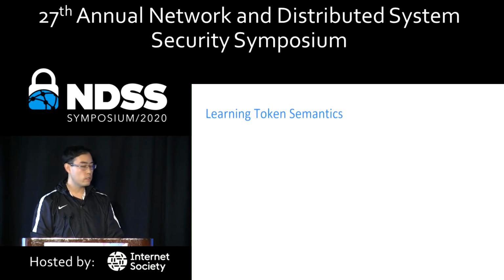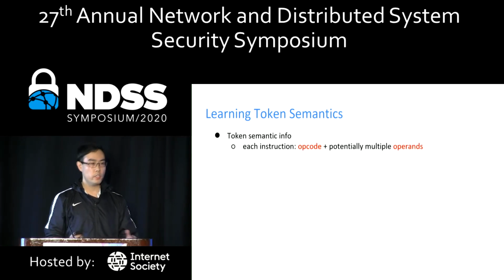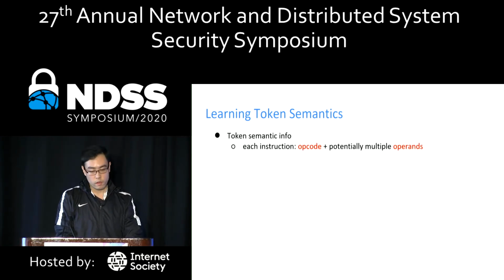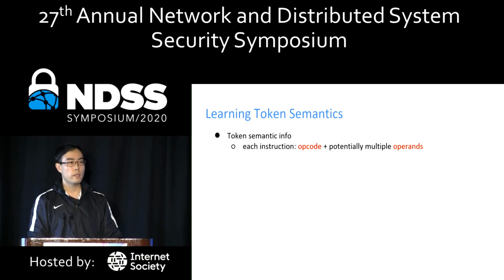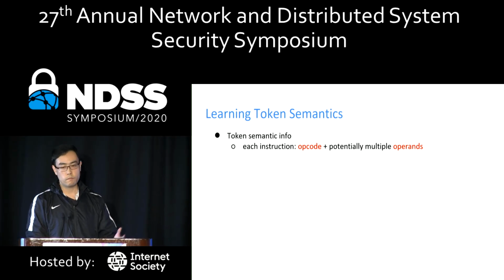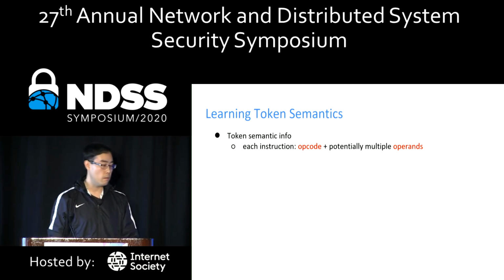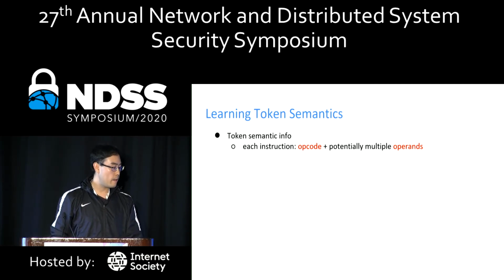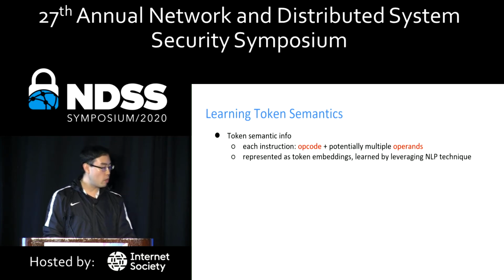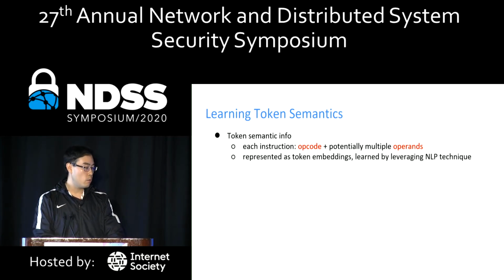So, learning token semantics. By token, we mean that for each instruction there's one opcode and potentially multiple operands. Potentially, I mean there could be zero, because, say, a no-op definitely has no operand, and then add will have two. There are other instructions that might have even more. And for the token semantic information, we represent it as token embeddings, so a numerical vector.